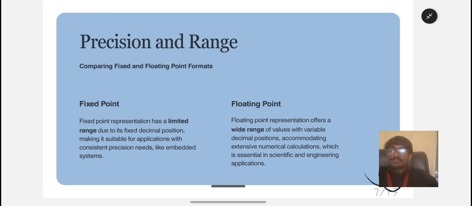The range and precision compared between fixed and floating point formats. Fixed point representation has a limited range due to its fixed decimal position, making it suitable for applications with consistent precision needs like embedded systems. And floating point representation offers a wide range of values with variable decimal positions, accommodating extensive number calculations, which is essential in scientific and engineering applications.